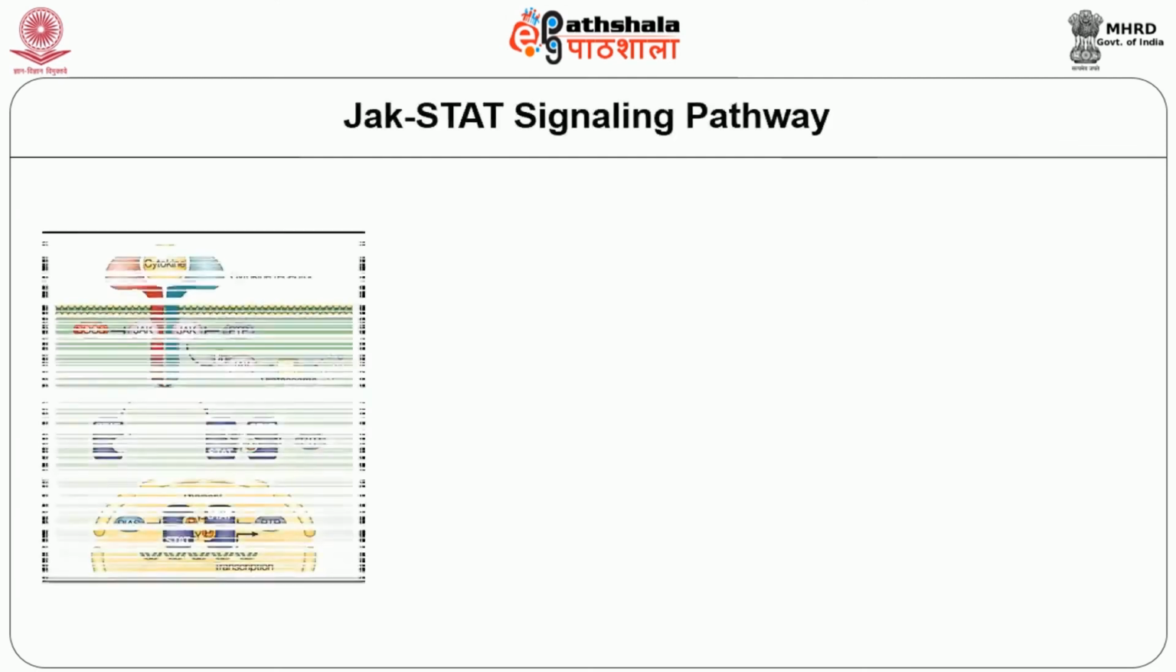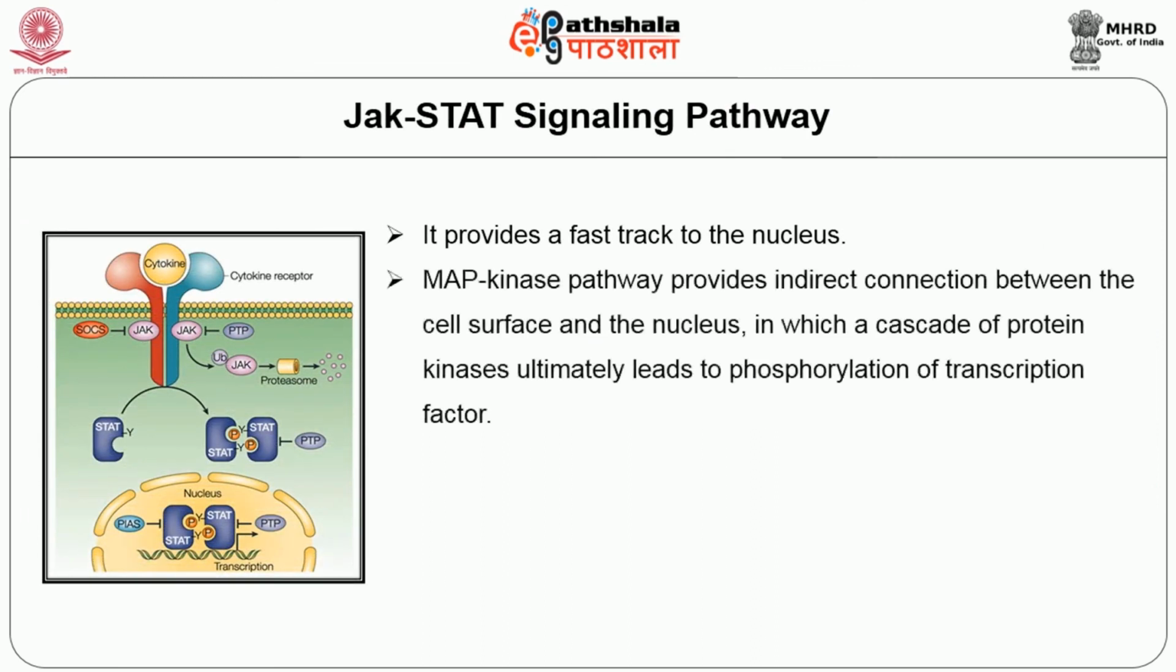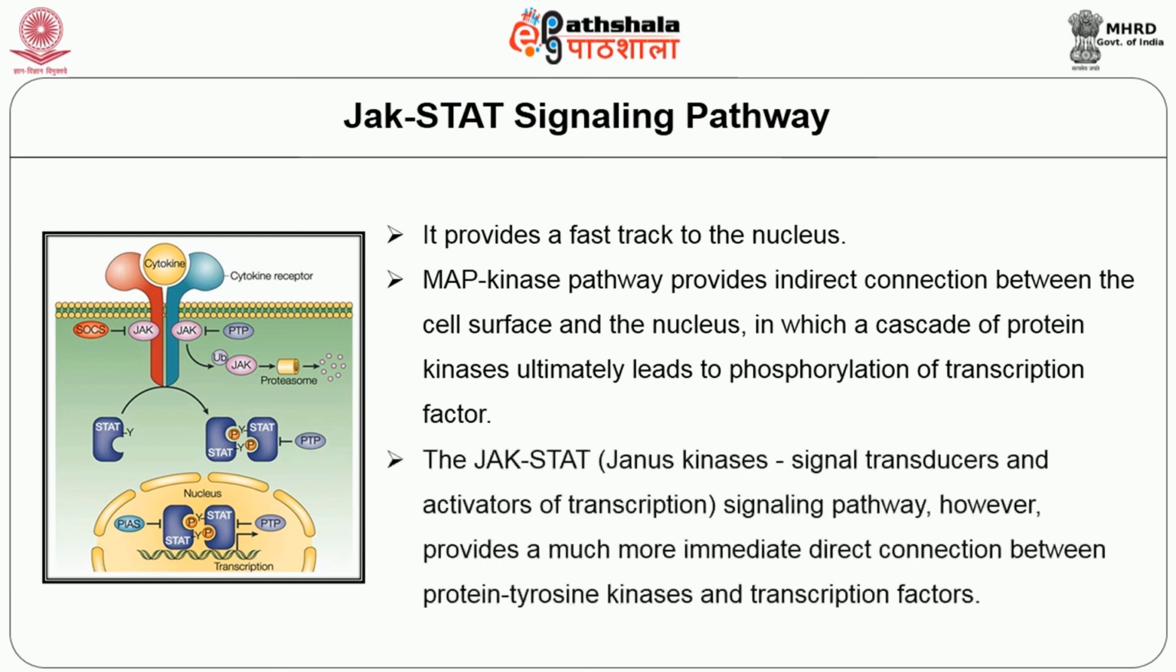The next one is the JAK-STAT signaling pathway, which provides a fast track to the nucleus. The MAP kinase pathway provides an indirect connection between the cell surface and the nucleus, in which a cascade of protein kinases ultimately leads to the phosphorylation of a transcription factor. The JAK-STAT pathway, which stands for Janus kinases, signal transducers and activators of transcription, however, provides a much more immediate direct connection between protein tyrosine kinases and transcription factors.